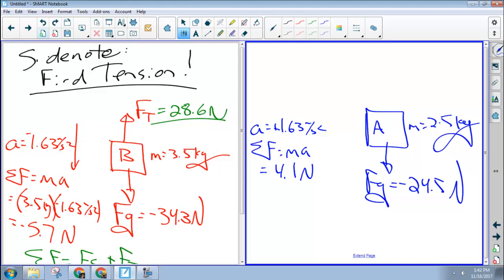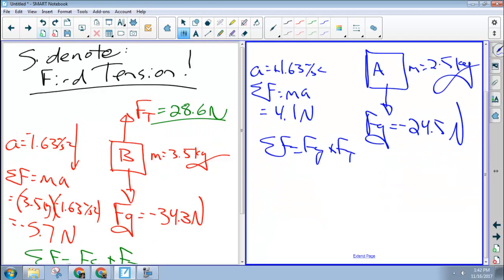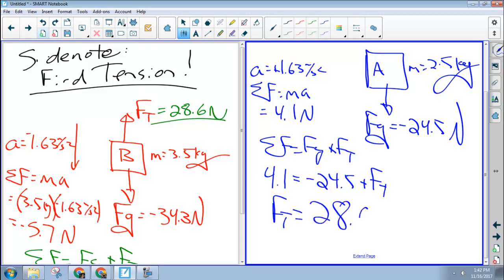Good? And so now, write your net force equation to find the tension. Oh, wait. Well, yeah, I guess so. All right. So net force equals force of gravity plus force of tension. This wasn't the way I was planning to do it, and then it's the way I did it. So we're going to just do it. So here we go. 4.1 equals negative 24.5 plus the force of tension. Add to both sides. What do you get? 28.6. Why am I happy? It's the same answer as B. It's the same thing we got before.